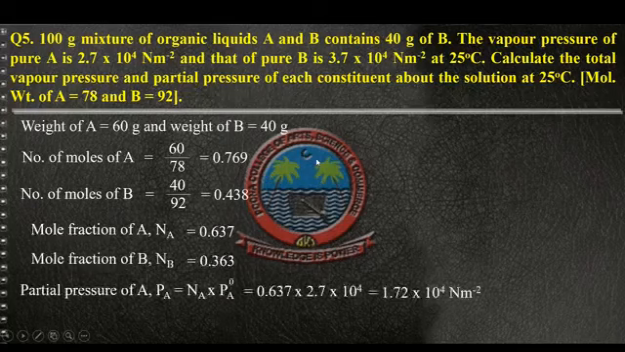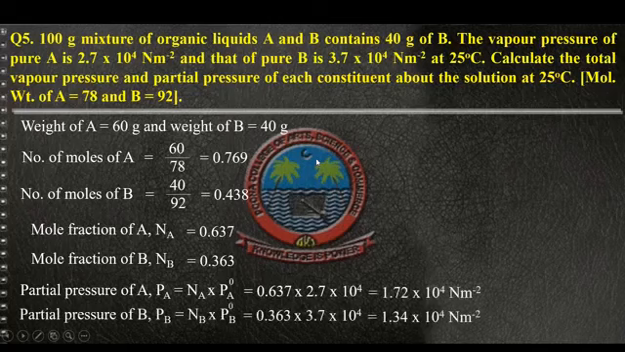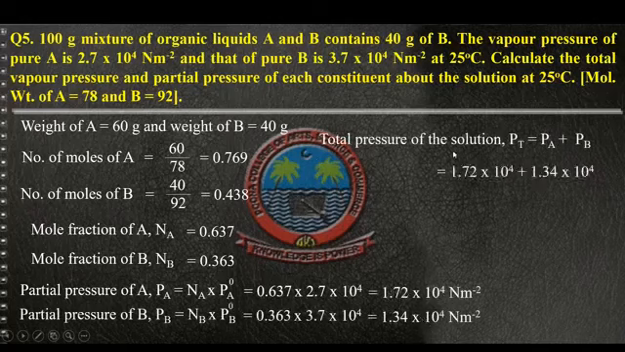So these are the partial vapor pressures of A and B, and this is the total pressure of the solution. Just keep in mind आपका pressure का जो भी unit यहाँ पे question में होगा उसी unit में आपको answer रखना है.